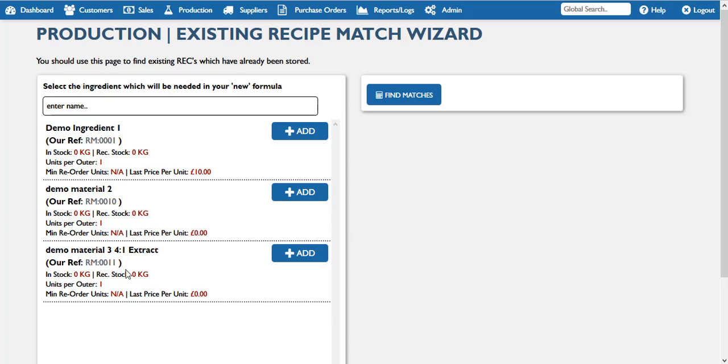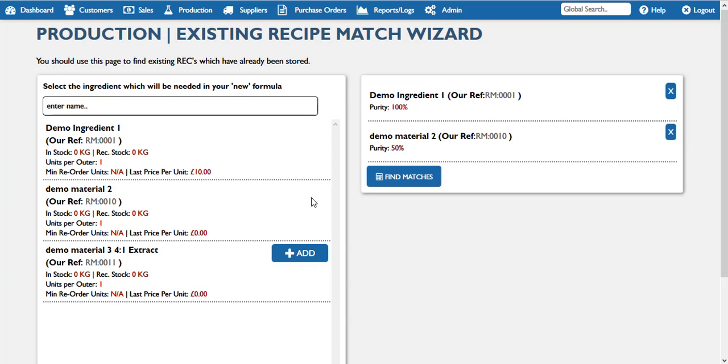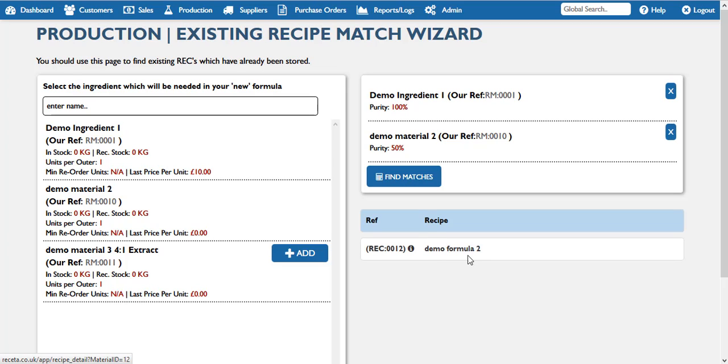On this left hand side would be a list of all the materials you have listed as ingredients. You could select the ingredients you wish to add based upon the new formula you had been provided or planned. And you could say my new formula, for example, I know it needs to have ingredient 1 in, material 2, etc. I would then click find matches and it would show me any of the formulas I already have on file which include these ingredients.